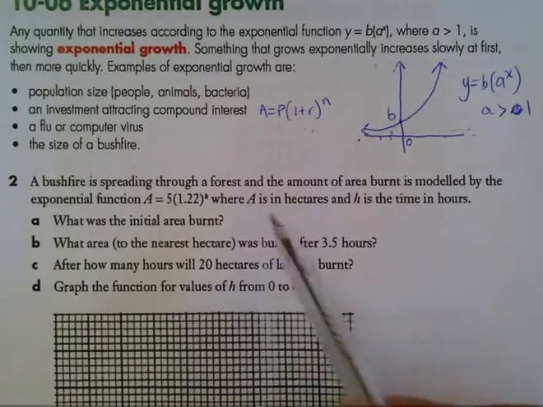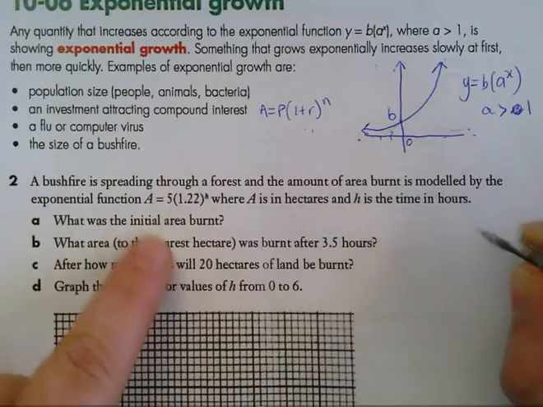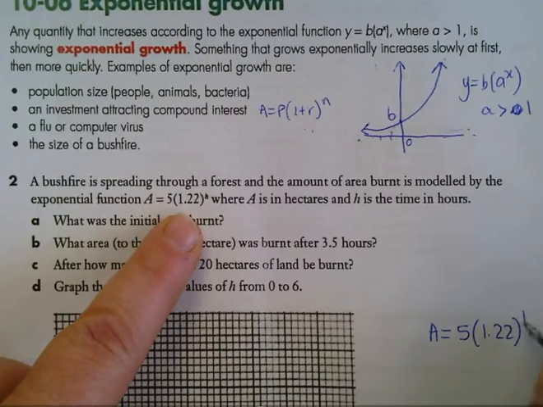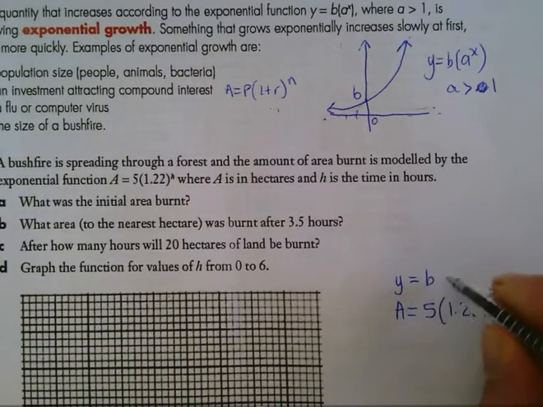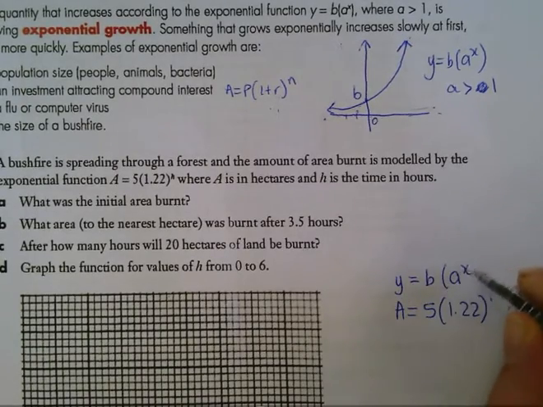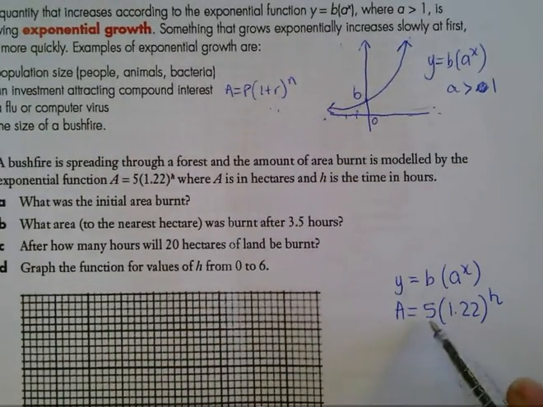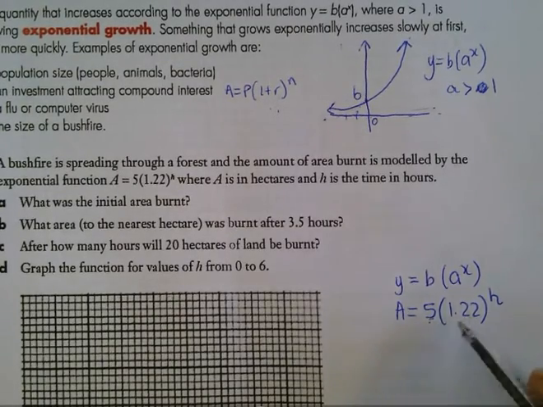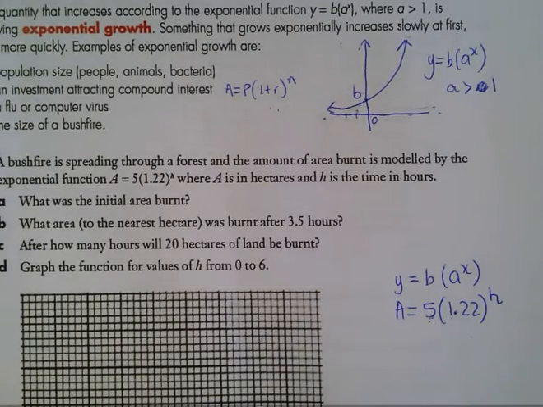A bushfire is spreading through a forest, and the amount of area burnt is modelled by the exponential function A equals 5 times 1.22 to the power of h. Remember what we were doing yesterday, this is an exponential function of the type y equals b times a to the power of x. Remember that the graph cuts through at b. You should be able to tell me that this graph will cut the y-axis at 5. Notice when a is greater than 1, the graph looks like that. In this case, your a is 1.22, so it's 1.22 to the power of h.